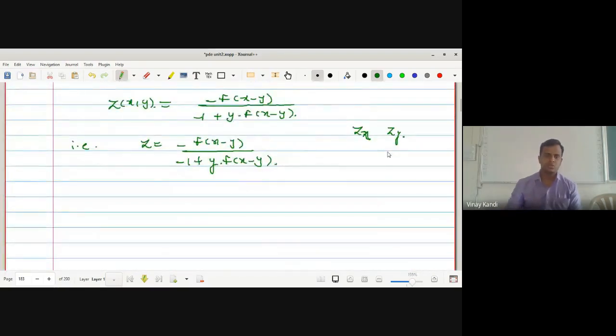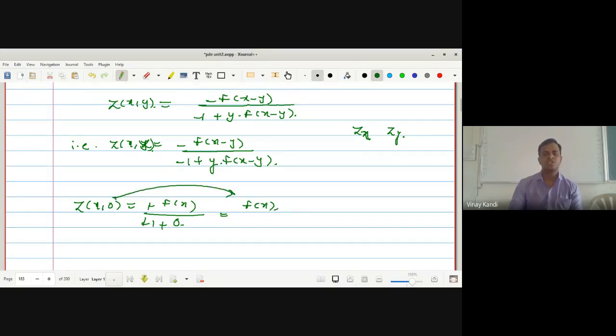Look here, this is your z of x and y. Okay, so what will z of x, 0 be? Put y equal to 0, we get minus f of x. Okay, so minus 1 plus y is 0. So here it is y, so minus minus gives plus, which is equal to f of x. Okay, so it also satisfies the given initial condition.